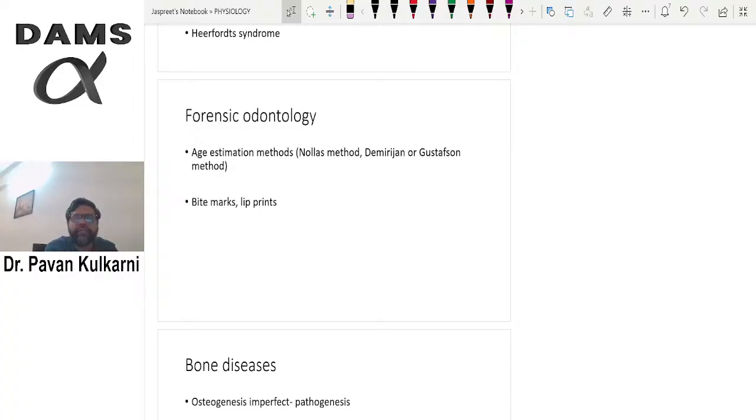Particularly Gustafson's method is very frequently asked here, and you should know what a bite mark is, basically the types of bite marks, what the classification is. You should know about the classification of bite marks, and lip prints, types of lip prints, classification of lip prints, and what particular impression material you use for bite marks. All those things you're supposed to know.